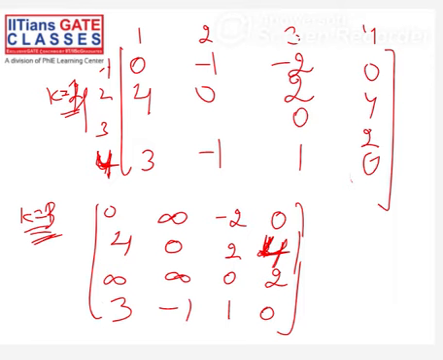Now 3 to 1. 3 to 4, 4 to 1. 3 to 4 is 2. And 4 to 1 is 3. This is 5. So yeah, this is a better one. Now 3 to 4, 4 to 2. 2 minus 1 is plus 1. So this is the final answer you're getting. Just check you are also getting the same answer.